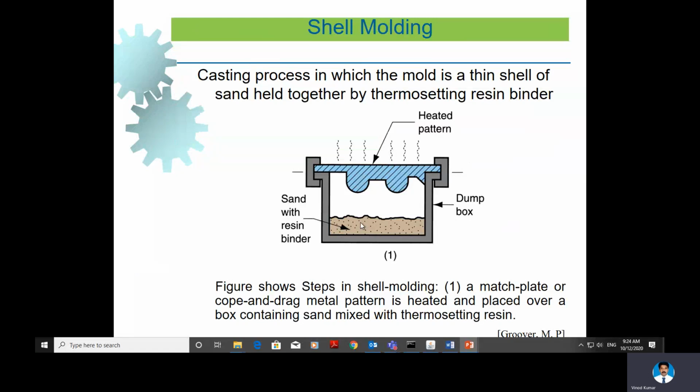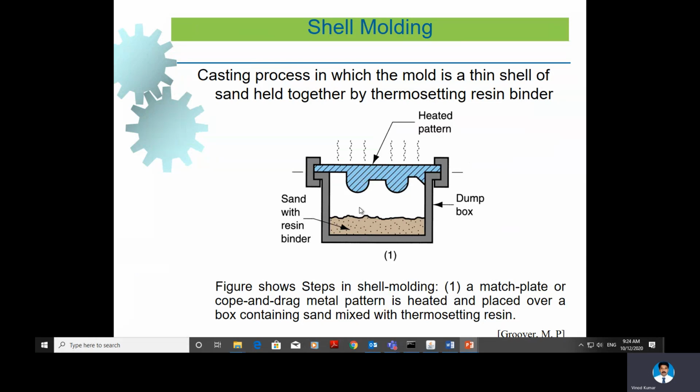So there is a pattern here. In the steps, this is the pattern, this is the shape to be produced. We fix this pattern, and it is heated. The pattern is heated and placed over the box containing sand mixed with the thermosetting resin. So sand mixed with the resin is here. The pattern, the product to be produced, is heated and placed over the shell.